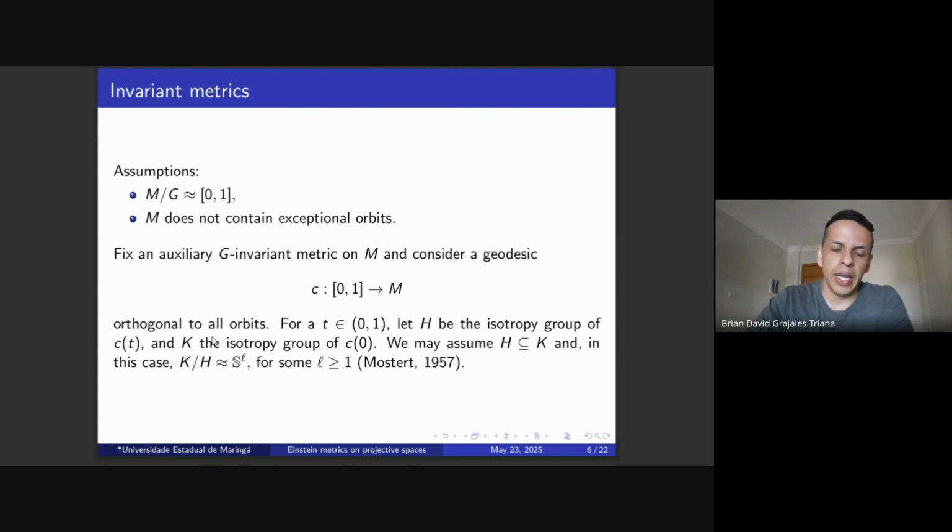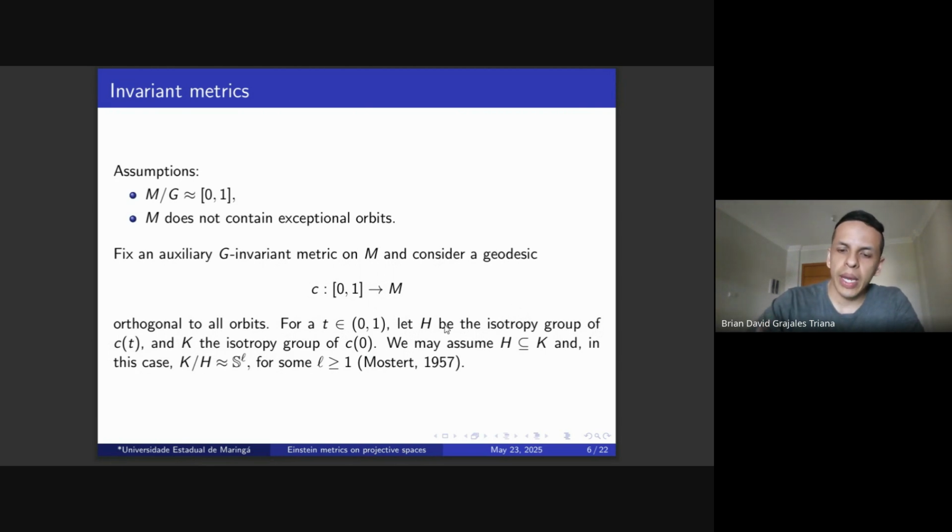Okay. And for any t in the interior of this interval, we denote by H the isotropy group of the corresponding element. This isotropy group is in fact a principal isotropy group. And we denote by K the isotropy group of the singular orbit at t equals 0.